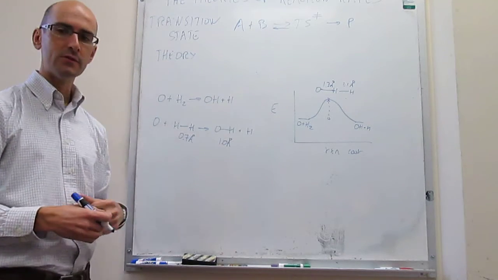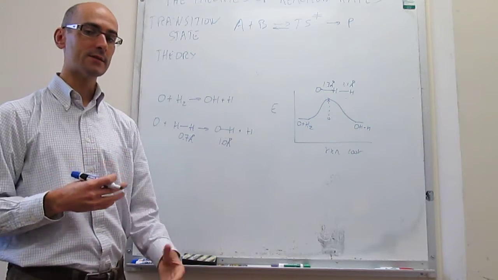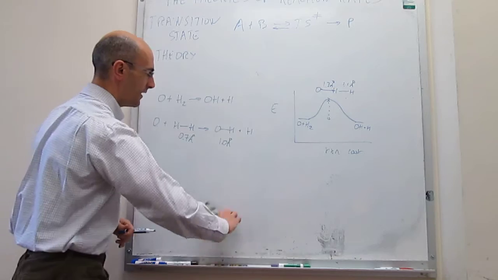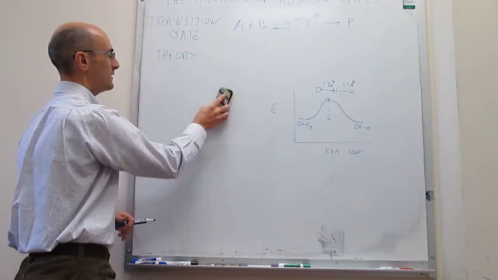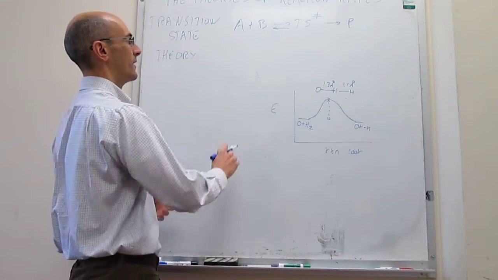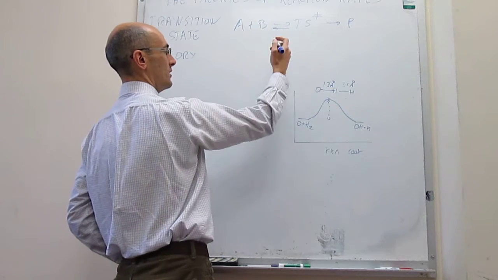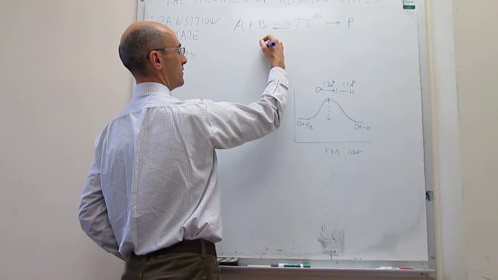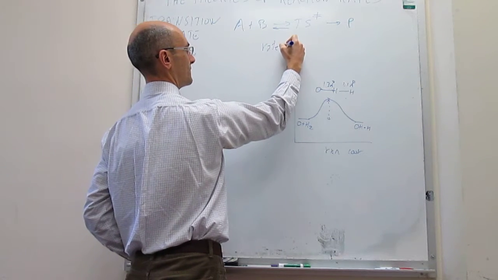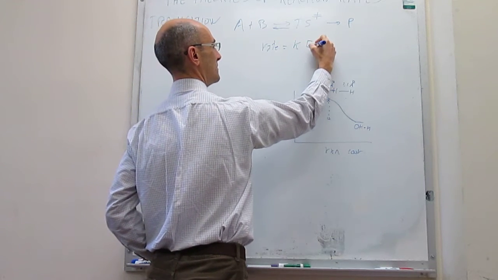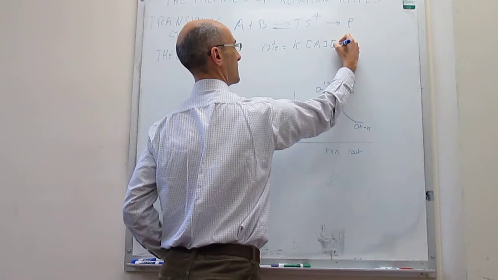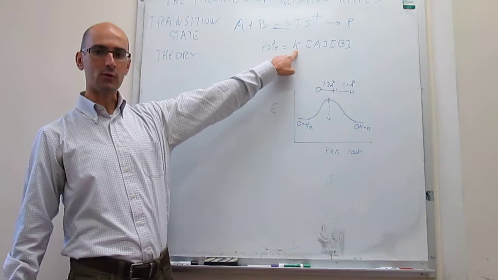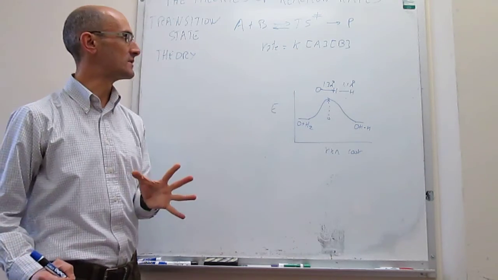So then the question is, how can we calculate the rate constant using this concept of transition state theory? The first thing that we can do is try to write what the rate law for this process would be. Notice that the overall reaction is still A plus B to give products, so we can always write the rate as the rate constant times the concentration of A times the concentration of B. And again, our goal is to calculate what this rate constant is with transition state theory.